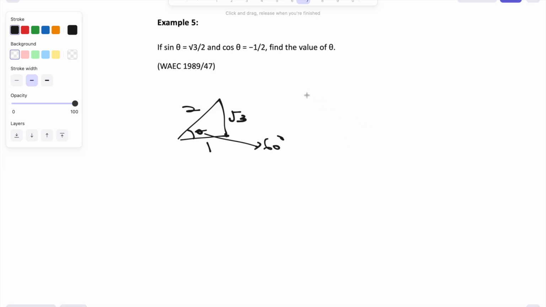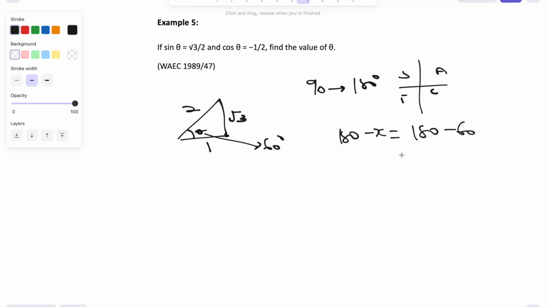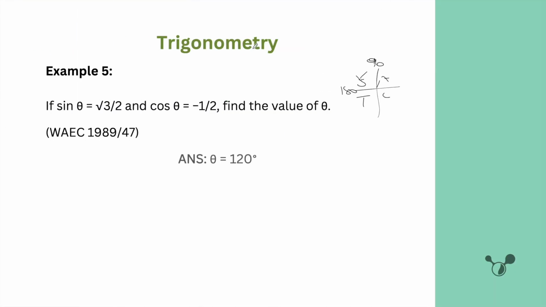But in this case, we said our theta is between 90 and 180 degrees. For that second quadrant of the CAST diagram, can you remember the formula for the second one? Beautiful. That's 180 minus x, which is 180 minus 60, which is 120 degrees. So our value of theta is 120 degrees, because that's the one that will satisfy this condition of negative. Great.